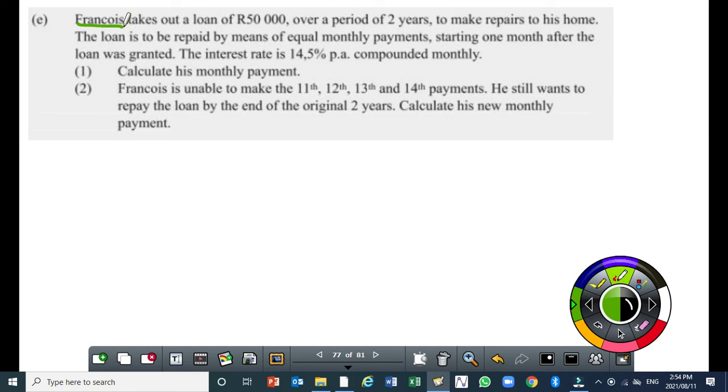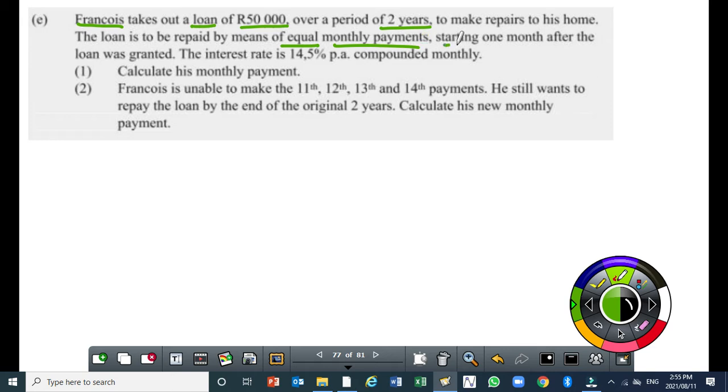A loan of 50,000 rand, right? Because it's a loan, the person is borrowing, it's most likely to be a present value annuity. But let's check that. So he borrows 50,000 rand over a period of 2 years, to make repairs to his home. The loan is to be repaid by means of equal monthly payments. That's a clue that we are dealing with a present value annuity, because there are equal payments made at regular intervals, right? Plus the person borrowed money, so that's present value.